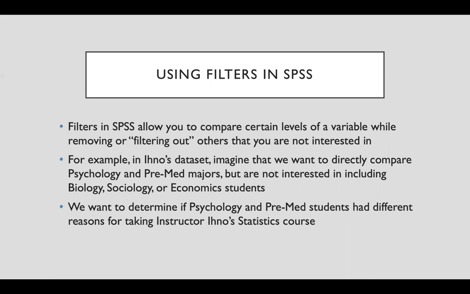So for example, in this IHNO data set, which is on SPSS, and we've used it during some of the asynchronous lectures, the example I'll use for today's lecture is we're going to try to directly compare psychology and pre-med majors, but we're not interested in including biology, sociology, or economics students. There's a majors variable that has those 5 options, and we just want to compare 2 of them. We want to determine if psychology and pre-med students have different reasons for taking the statistics course, and we're going to talk about how to select those 2.